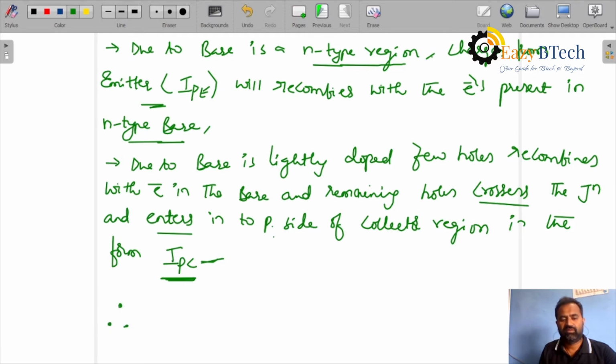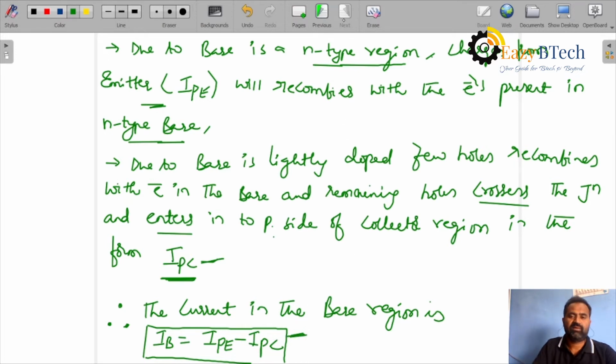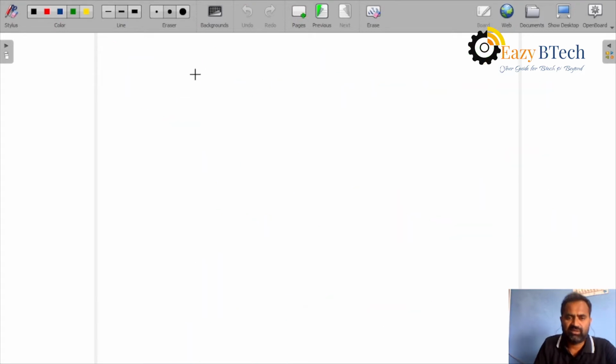Therefore, the current in the base region, IB: the entering current is IPE and the leaving current is IPC. Now you can see if we will see here.